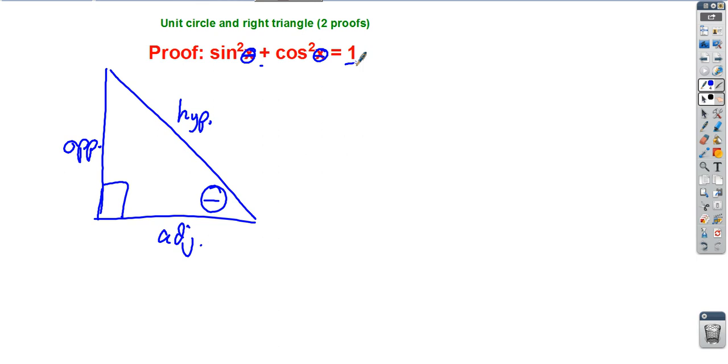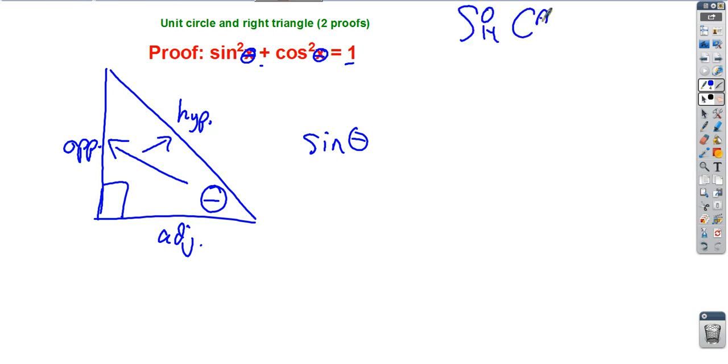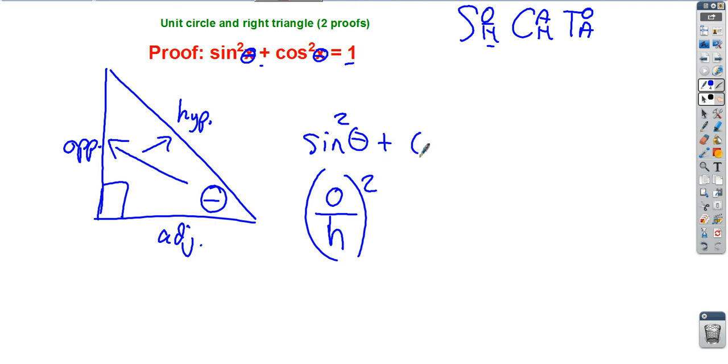Here's the proof. The sine of theta is going to be opposite over hypotenuse. That's what this acronym here means, SOHCAHTOA. Sine means that the sine of an angle is its opposite side over its hypotenuse. So the sine of theta is opposite over hypotenuse. That's what O over H stands for. And we're squaring that according to this identity. So we're going to square that. The cosine of theta squared, that's going to be the adjacent over hypotenuse. That's what cosine means. Cosine is adjacent over hypotenuse, and we're squaring that.